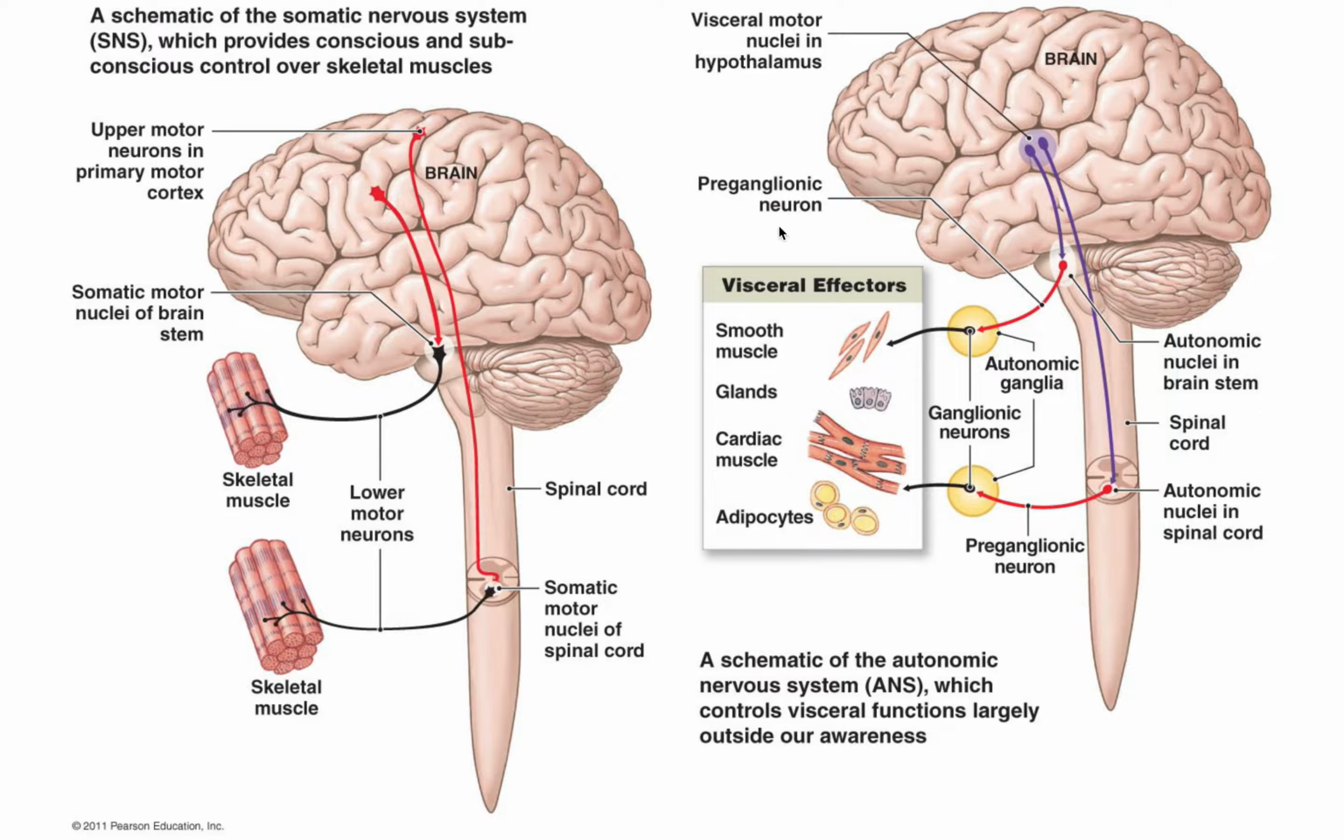And then the effectors for the ANS are smooth muscle, glands, cardiac muscle, and adipocytes. And for the somatic nervous system, or the SNS for short, it is skeletal muscle. And then the number of neurons in the efferent pathway. For the autonomic nervous system, there are 1, 2, because there's a ganglion in the middle. For the somatic nervous system, there's just 1.